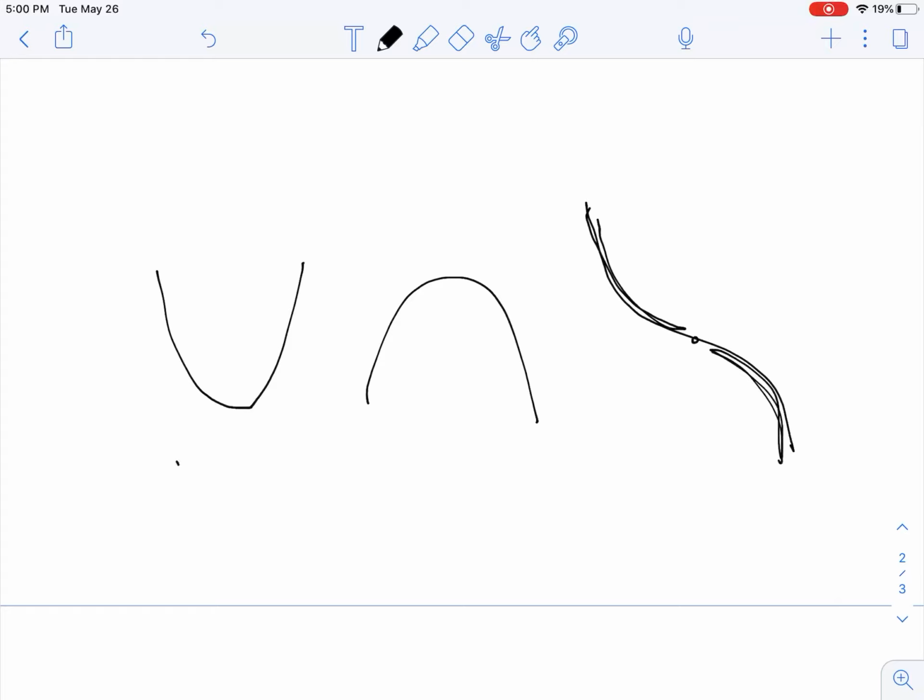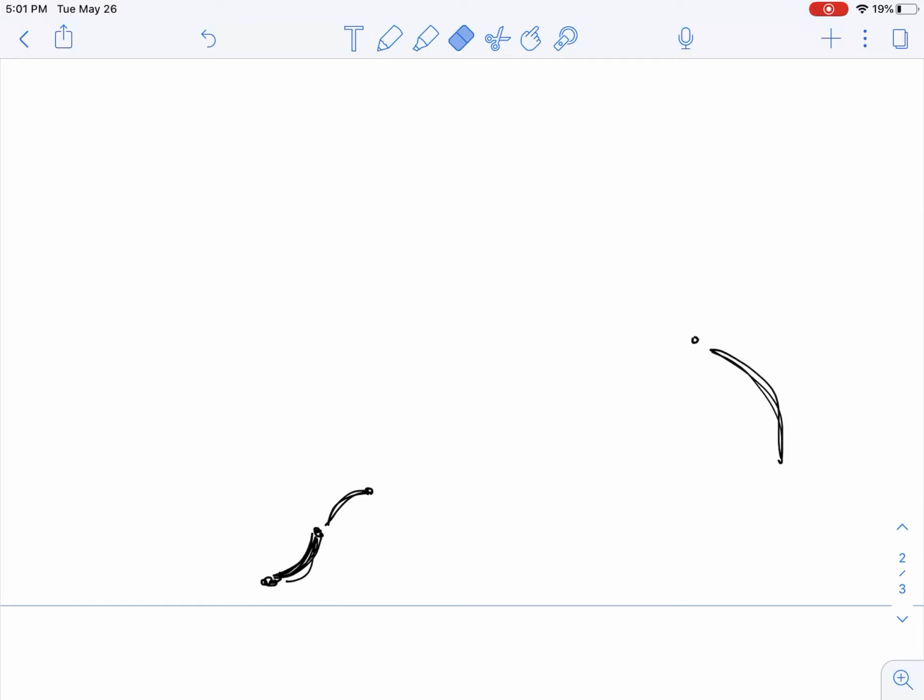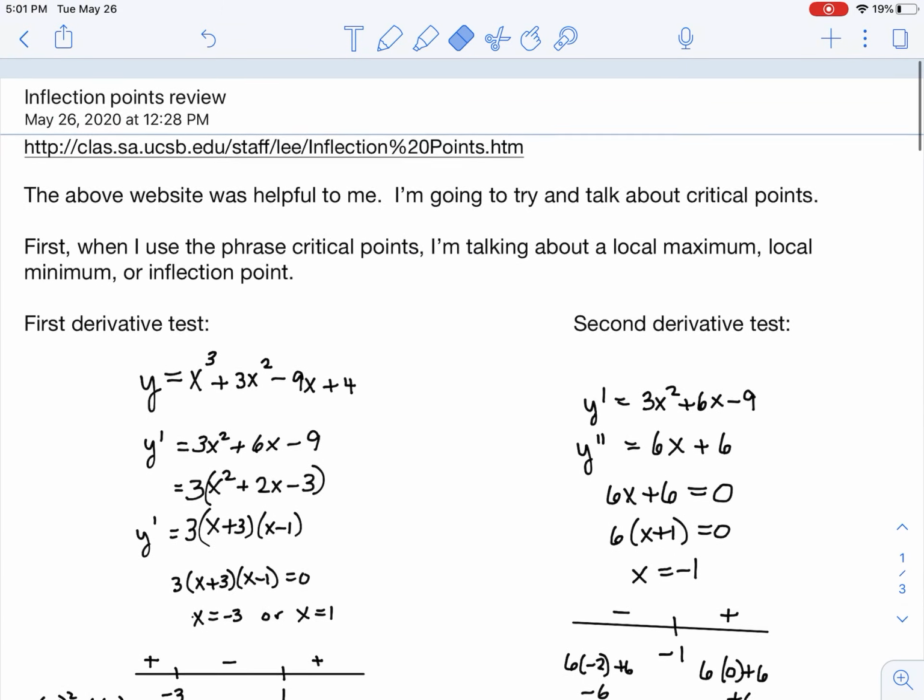Now, sometimes a function will have all of them in there. Here's your minimum, here's your maximum, and in here somewhere is your inflection point, because it changes from being curved this way to being curved that way. So we're going to try to talk about that a little bit and see if it can make any more sense than it did the first time. I don't know. All right.